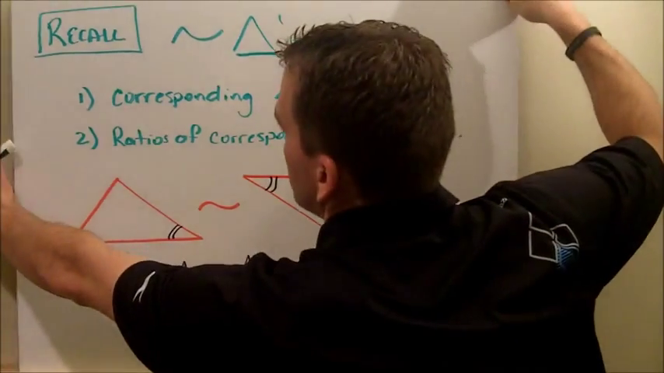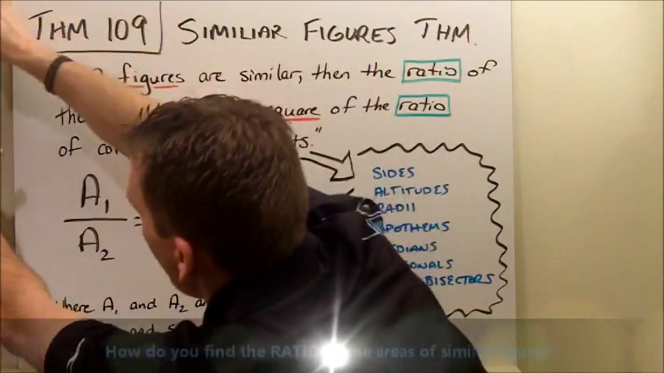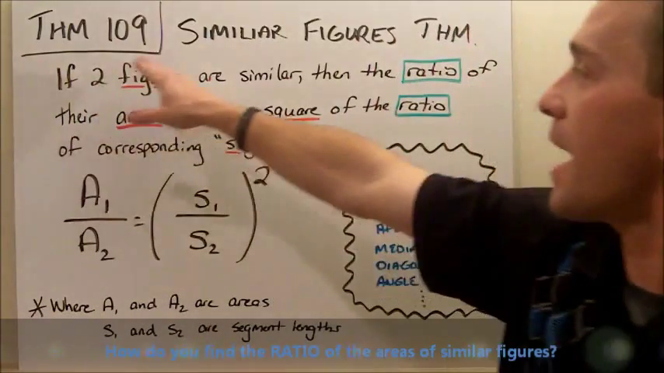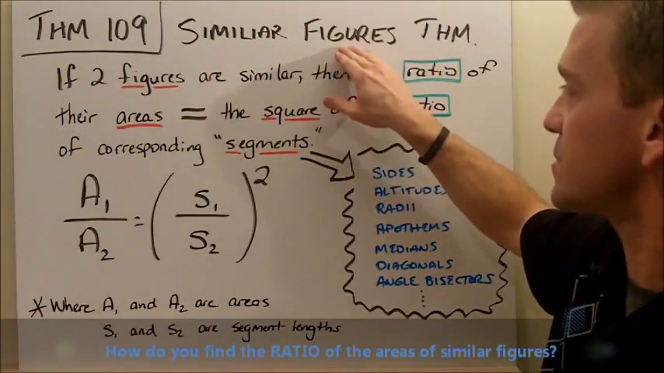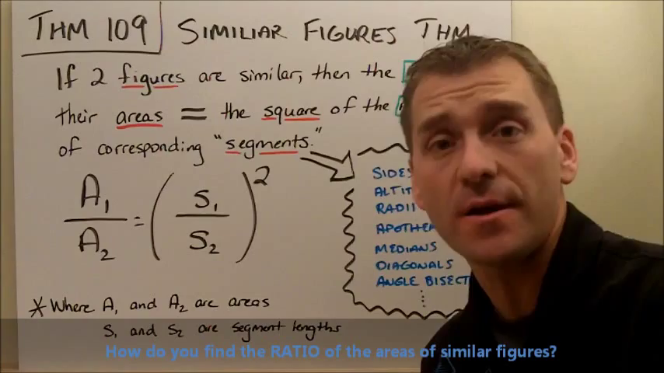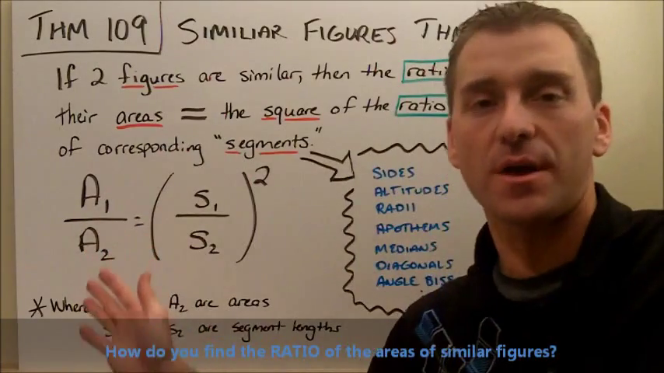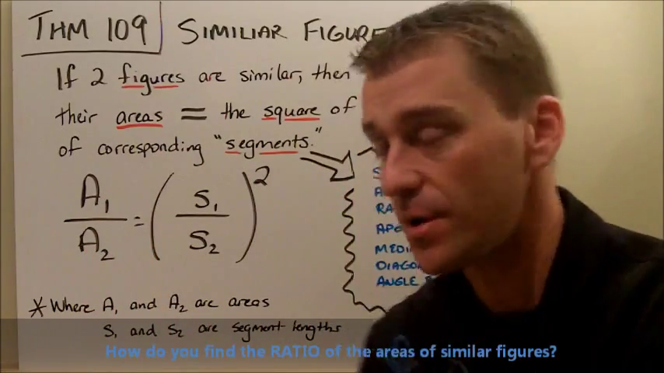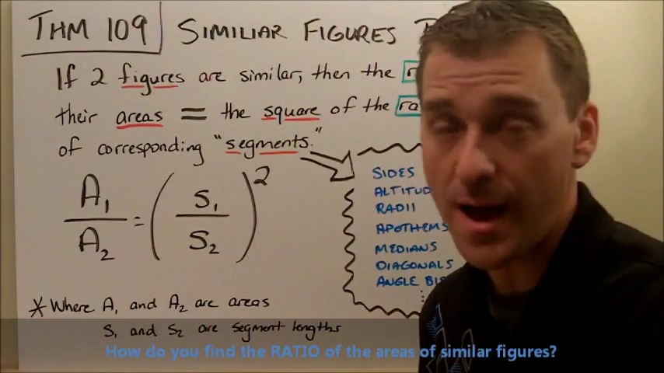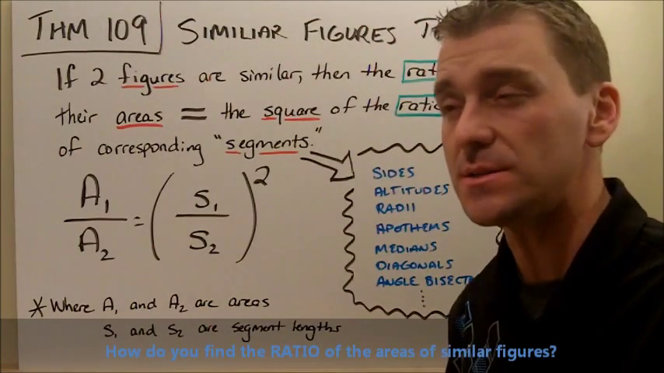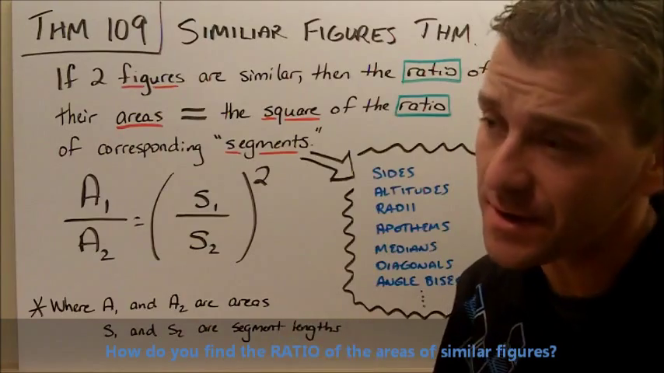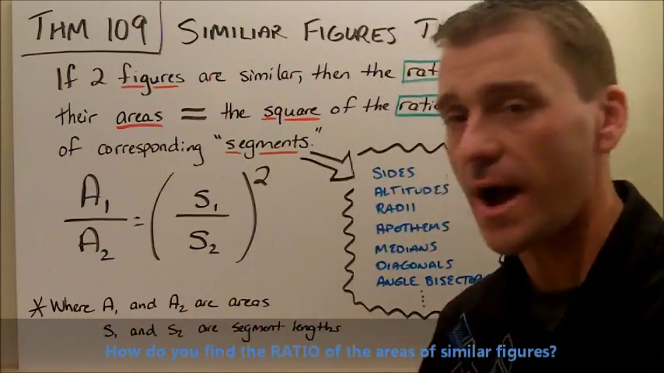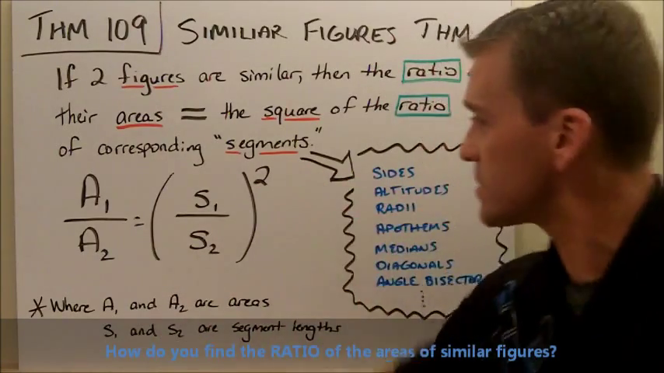Because in this next theorem, which is Theorem 109, Theorem 109 deals with similar figures. Notice it doesn't say similar triangles. It's any polygon. As long as they're similar, this theorem will apply. And it's pretty cool because it can be used to find areas or side lengths or all kinds of things. But here's what you need to write in your notes.